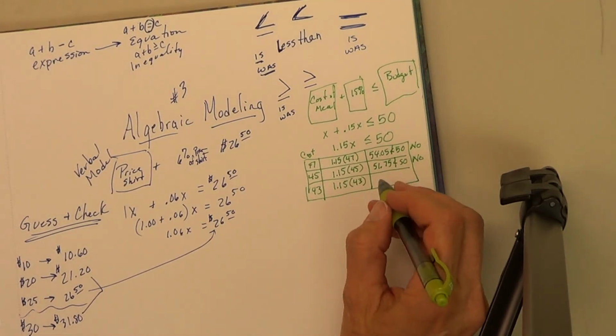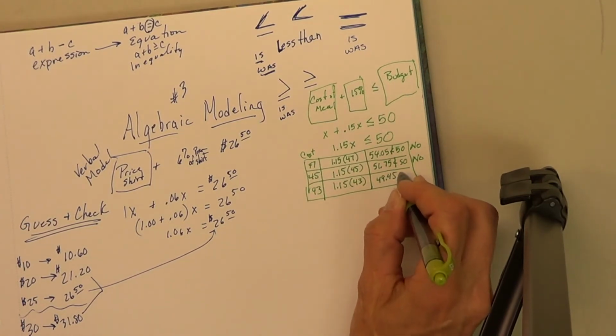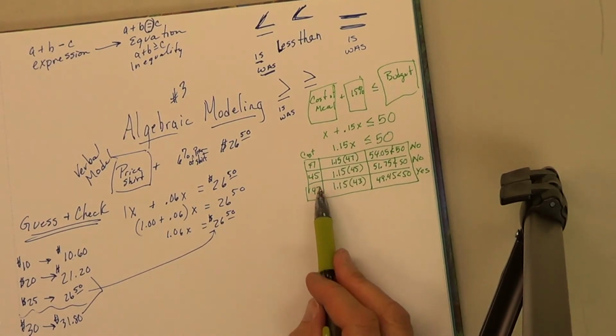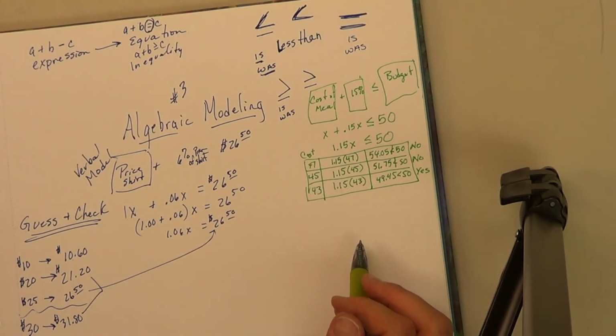Now on 43, I get 49.45. That is less than, so she can spend up to $43. Now, you might go ahead and explore, what does 44 give us? Could she go up to 44?